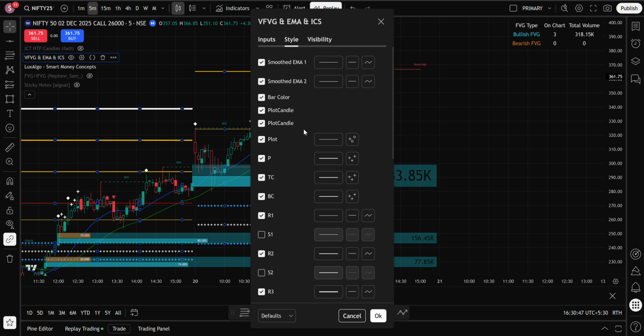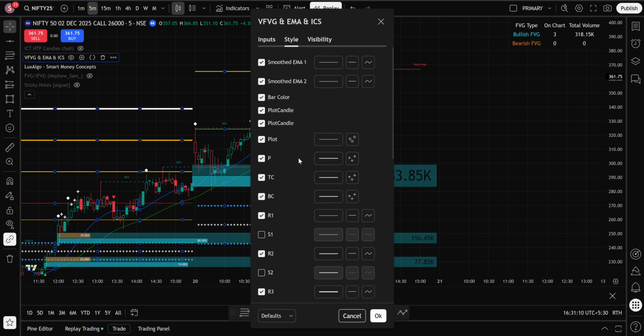Going back to the style, you are able to see Pivot, TC, BC, and R1, S1, S2. Based on the type of trade you are going for, if it is a buy I will tick R1, R2, R3, and if I'm going for a sell I will uncheck them. P means pivot, based on the previous day close, and it is calculated automatically.